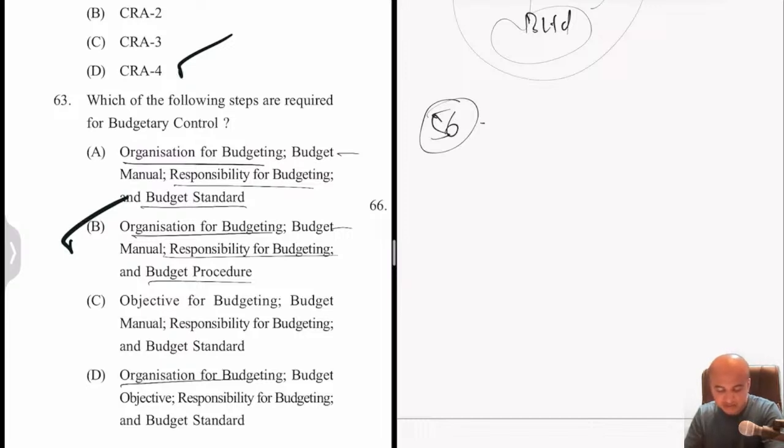Therefore in this case, option B, which has detailed all the steps for budgetary control, is the right answer. I know this can be difficult in the exam, but again it depends on how much revision you have done. If you have done enough revision, this should be easy to answer. Okay, let's move on to the next one.